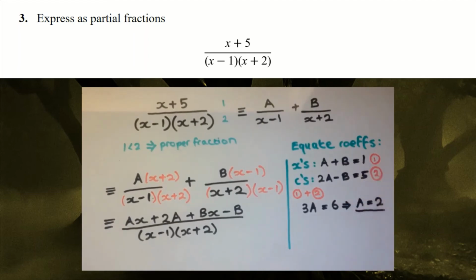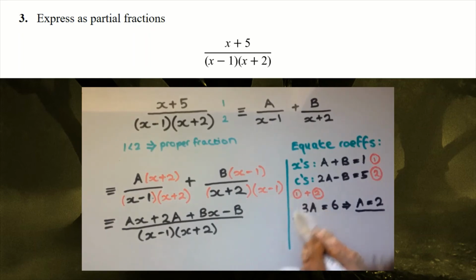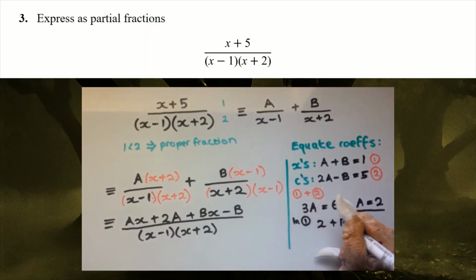Alright, and then we do the same thing for the b's. So I can use equation 1 again. So in 1, okay, a plus b equals 1. So that means that 2 plus b is equal to 1. So therefore b must equal negative 1. Like so. Right, so now we have our partial fraction set up.